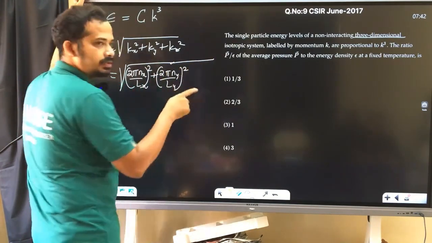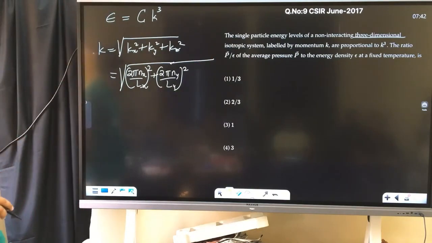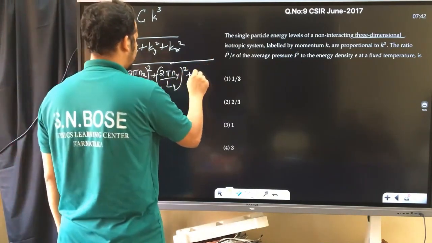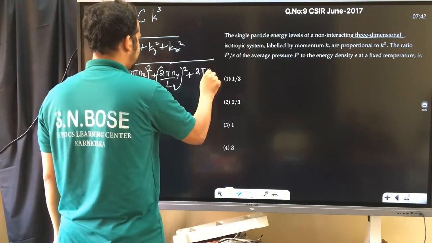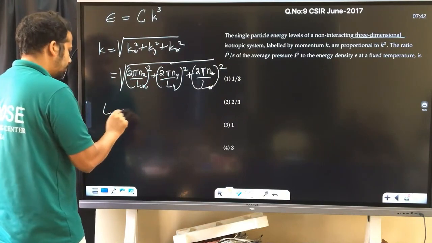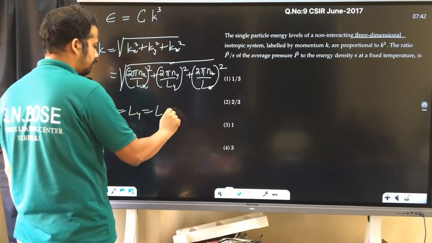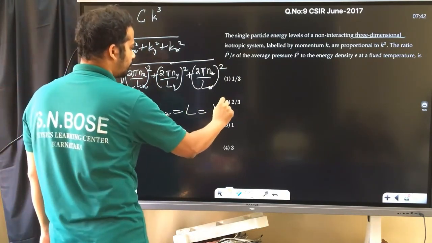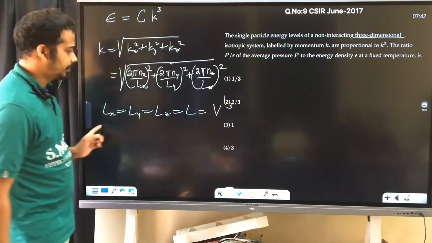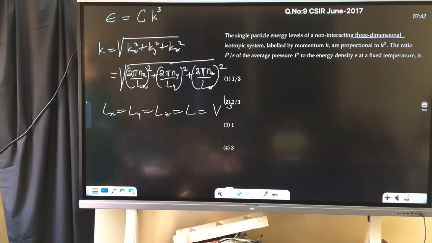Pressure of ideal gas, quantum ideal gas I have done. Photon gas and classical, I mean non-relativistic gas and all. Okay, I'll take lx is equal to ly is equal to lz is equal to L, that's equal to volume power 1 by 3. L cube is volume.